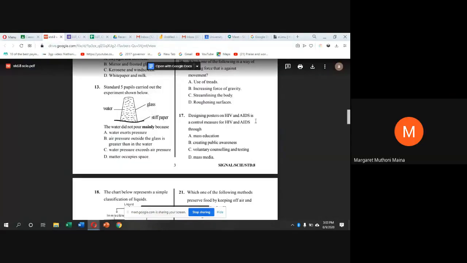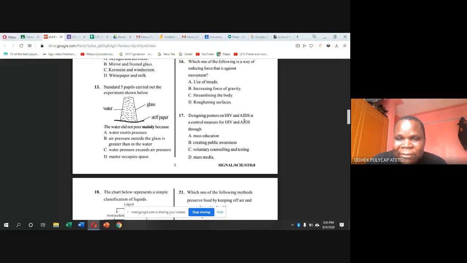Okay, so please, designing posters on HIV and AIDS is a control measure for HIV and AIDS through what? So it cannot be mass education, cannot be creating public awareness, cannot also be the voluntary testing. We talk about mass media.